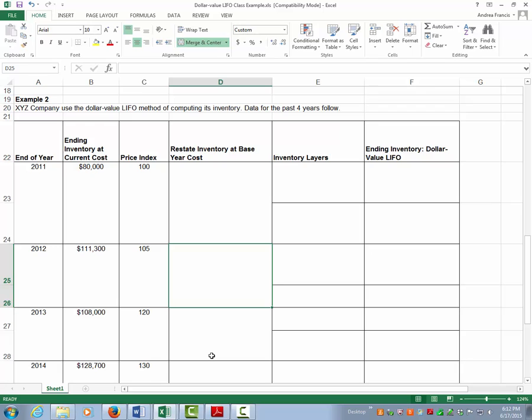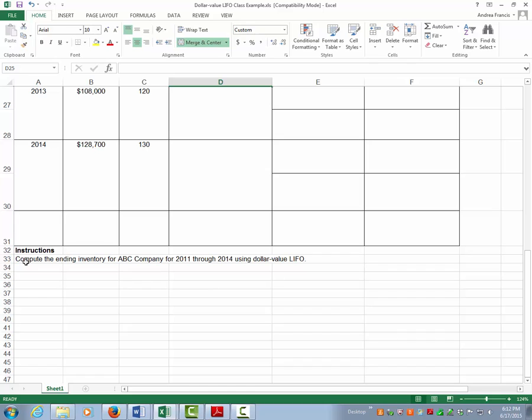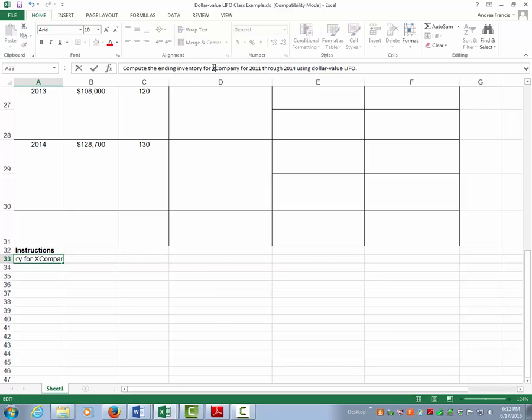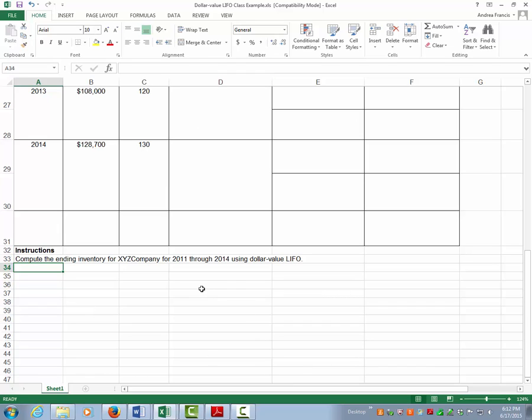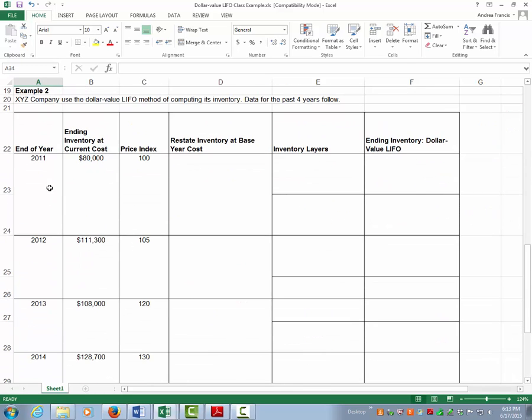And so I am looking at example number 2 on your handout, and the page number for example 2 is page 11. It says that XYZ company uses the dollar value LIFO method of calculating its inventory. Data for the past 4 years follow, and our instructions are to calculate the ending inventory for, not sure why this says ABC, it should be XYZ company, for 2011 through 2014 using dollar value LIFO. So let's look at how we do this.